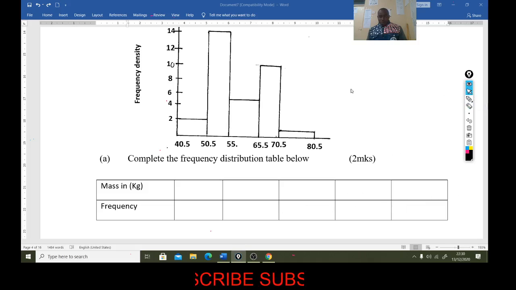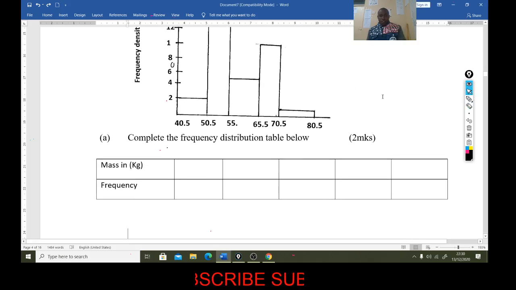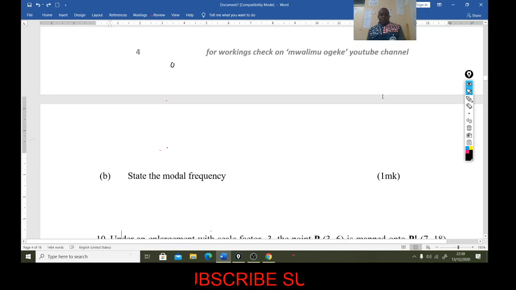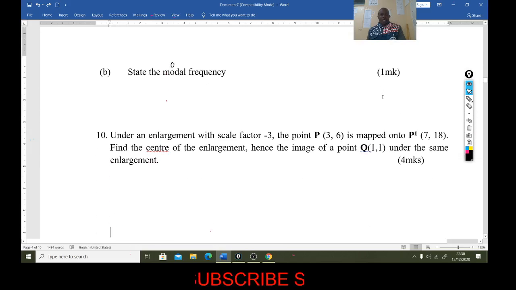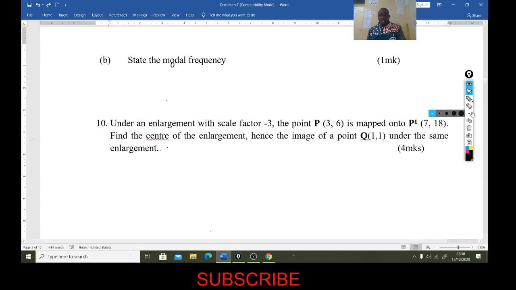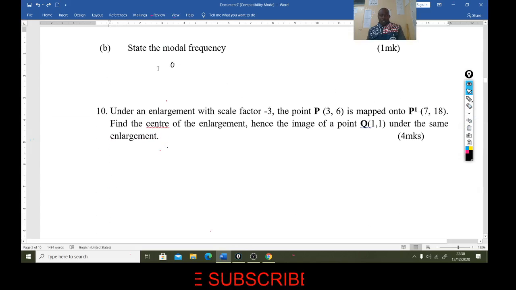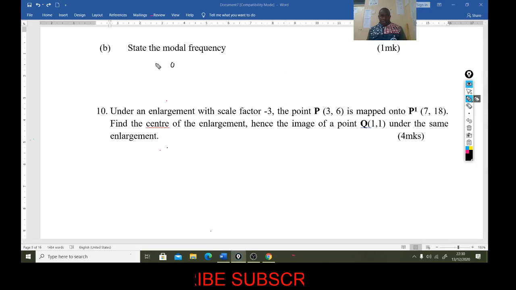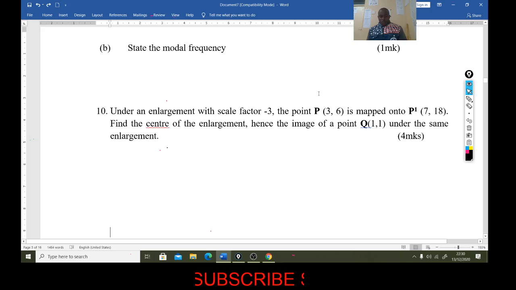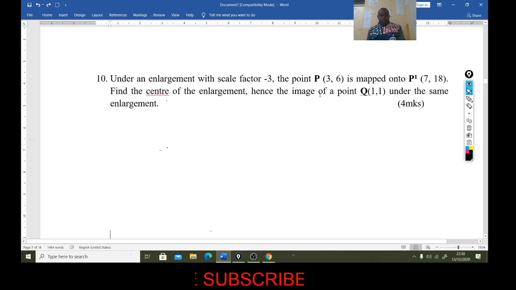Now I move. Remember, the modal frequency I've stated is 70. So that is the modal frequency, 70. So I move to question number 10.